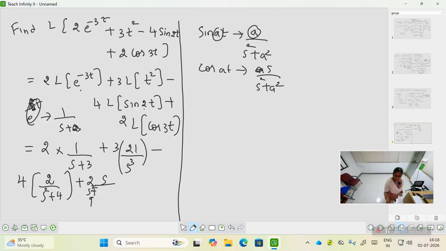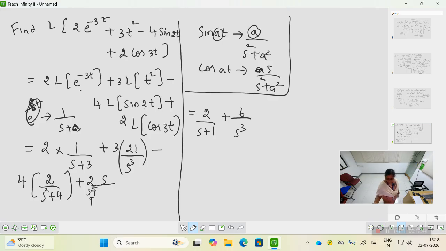Now I'll rewrite the function here, which is equal to 2 divided by s plus 3 plus 6 divided by s cube minus 8 divided by s square plus 4 plus 2s divided by s square plus 9. One more problem I'll try in this way.